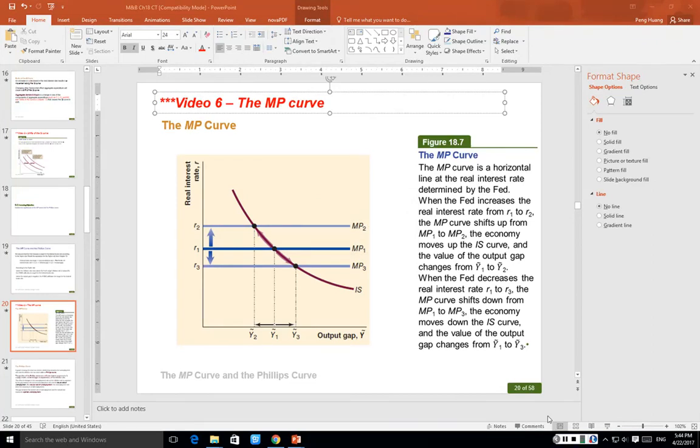The MP curve is drawn on the graph of the real interest rate and the output gap. So let's put the real interest rate here, R, and the output gap, Y bar, here.